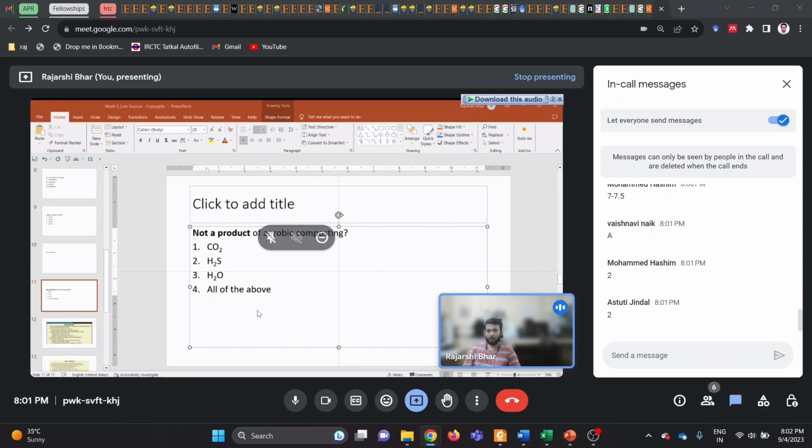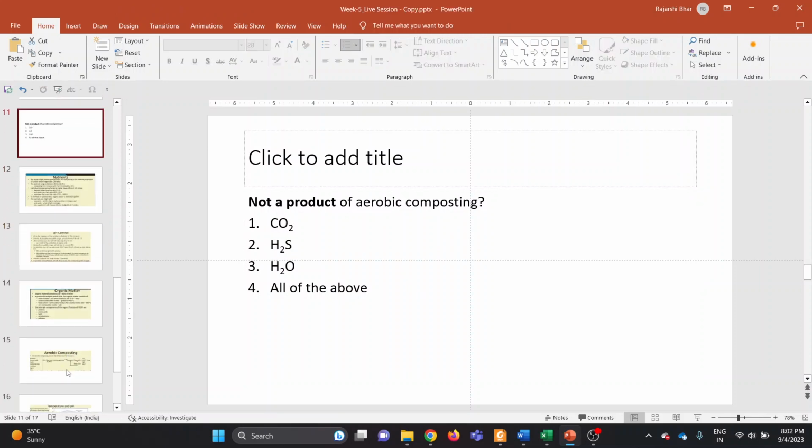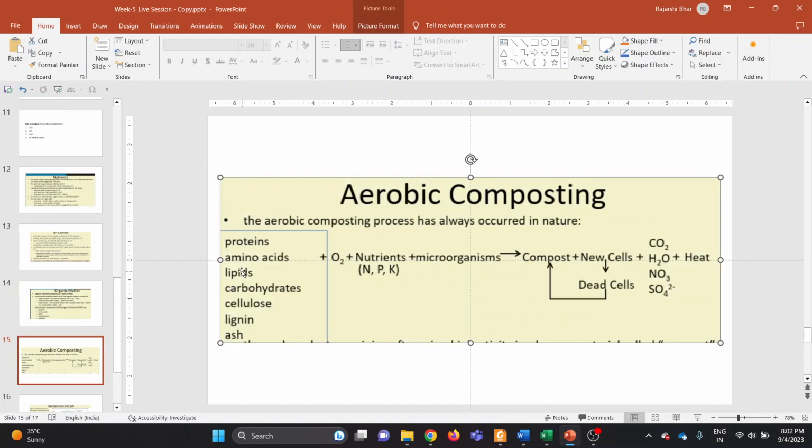Yes, option 2 is the correct answer because hydrogen sulfide is a product of an anaerobic process. Therein hydrogen sulfide is formed. What happens in the aerobic process? You can see from this reaction, you have your initial biological material which can be proteins, organic acids, fats, carbohydrates and all. They react with oxygen because while composting, the microorganisms present there also need some nutrients. Finally, you will be forming compost.